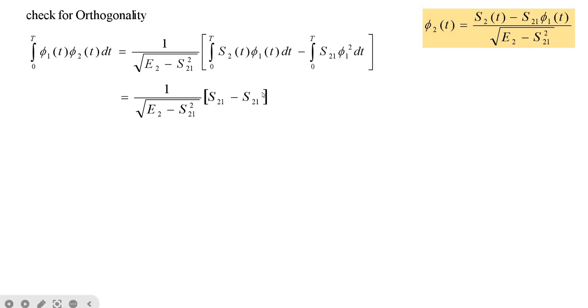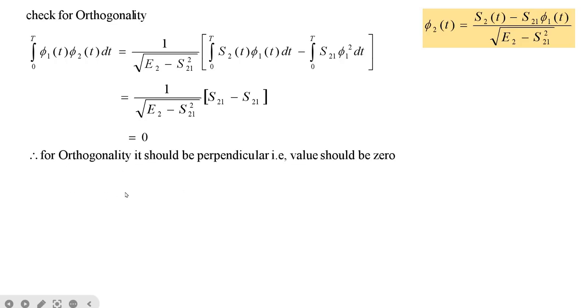Therefore here you get it as s21. Now s21 minus s21 is 0, so here the value will be 0. So when you get the value as 0, we can say that phi 1 of t and phi 2 of t are both orthogonal. So we got the first pair of orthonormal signals. That is, phi 1 of t and phi 2 of t are orthonormal, as they are both orthogonal and both are normalized.